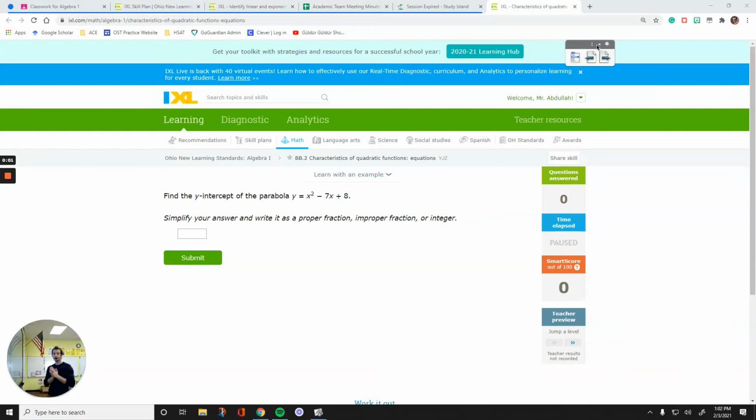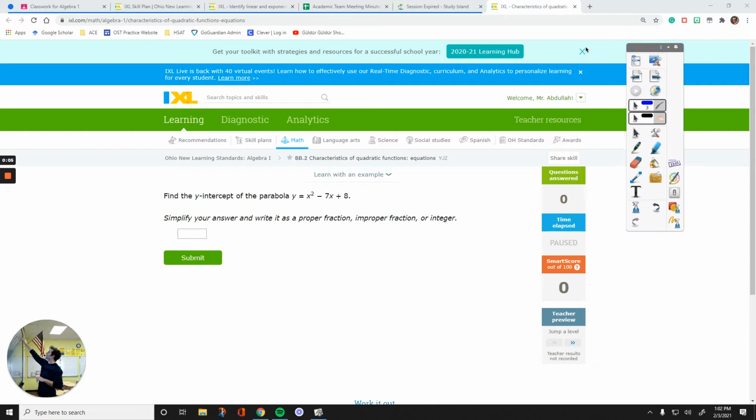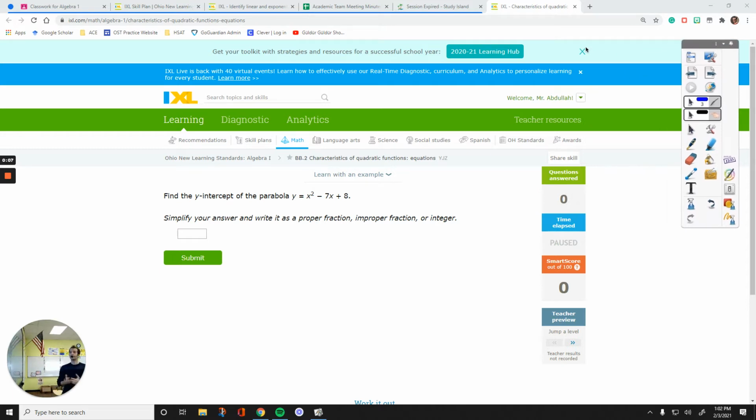Hello everyone, in this video we are going to talk about characteristics of quadratic functions or equations. The things that we're going to deal with are going to be y-intercept, vertex, and minimum or maximum points of quadratics. Usually it's going to be these three properties. The y-intercept is the easiest one, so let's get started.